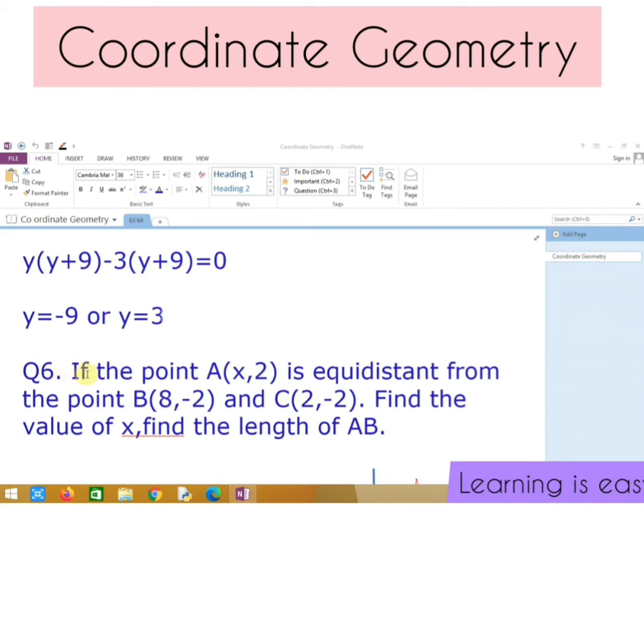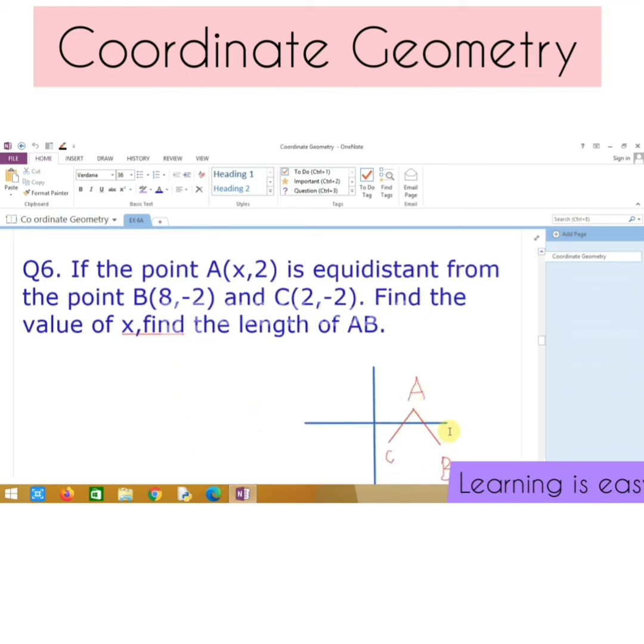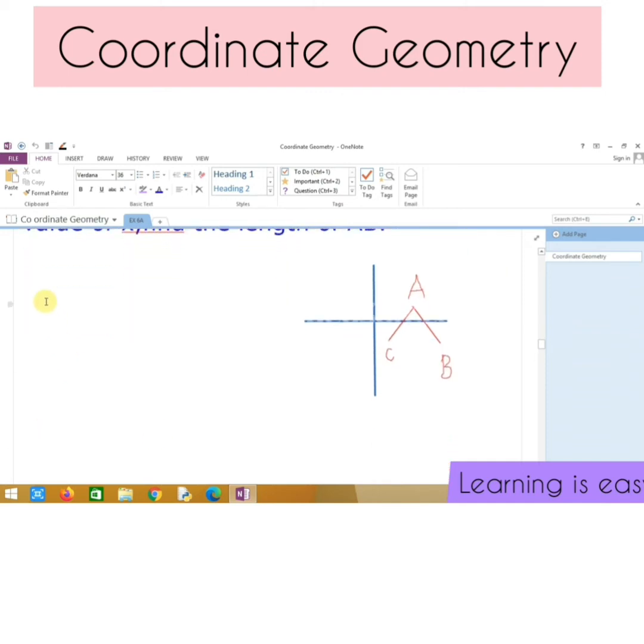Next, question 6. If the point A, which is (x, 2), is equidistant from the 2 points B and C, which are given, find the value of x, and find the length of AB. So two parts of questions. First part is they are equidistant. It has already been mentioned. And we need to find the value of x in point A. So AB is equal to AC because it's equidistant. So by squaring both, AB square is going to be AC square.